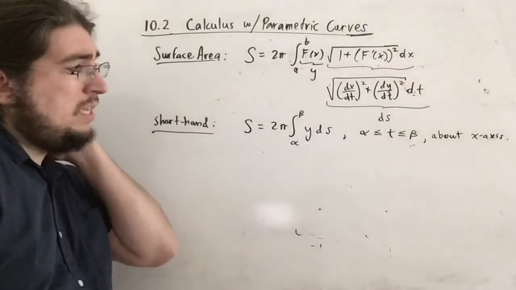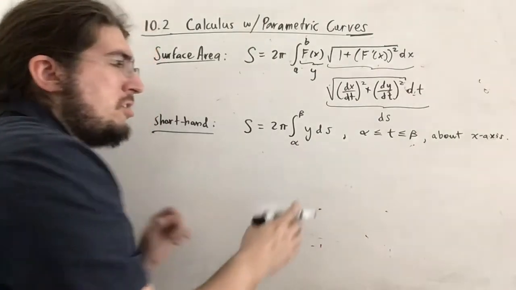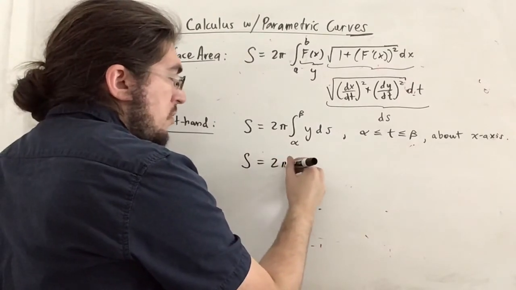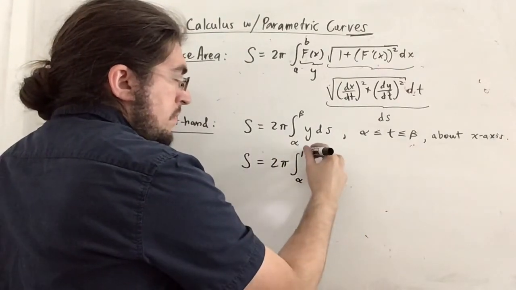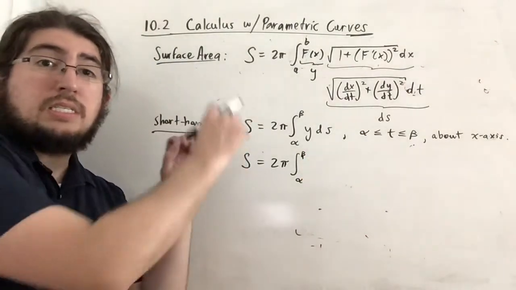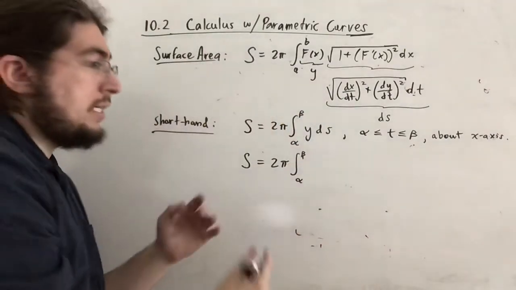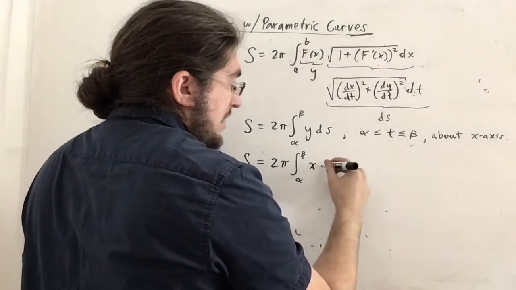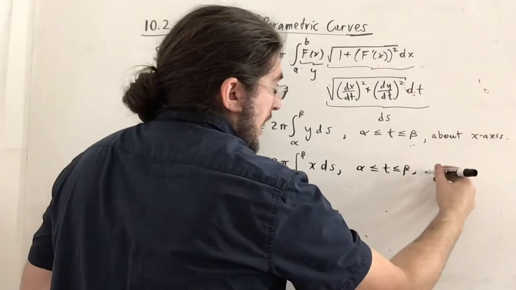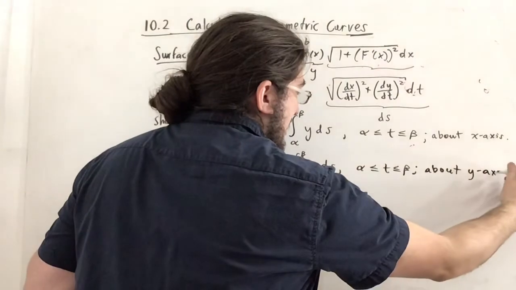So there we go. Now, what about if you wanted to rotate about the y-axis? Well, about the y-axis, you just replace all y's with x's and vice versa. So here you'll get the surface area is 2 pi times the integral from, well, I guess it will be the same t values because it's the same section of that curve, and then rotating about the y-axis now. So this will be x ds, alpha is still less than t is still less than beta, and this will now be about the y-axis instead of the x-axis.